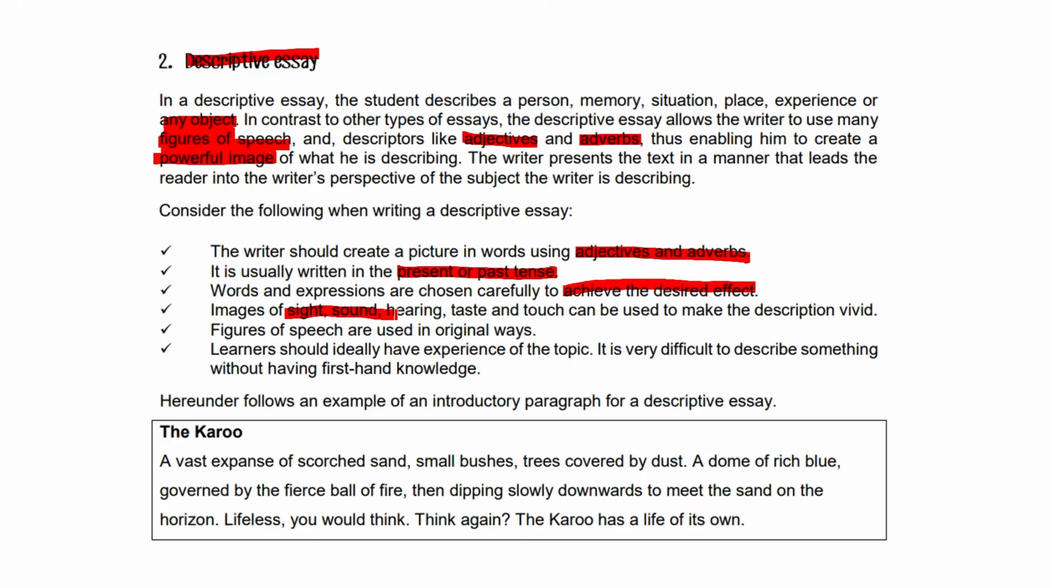We've got images of sound, sight, hearing, taste, and touch. So playing on your five senses. Remember, this is what makes us human. You're able to touch base with your reader, and it can be used to make the description vivid.